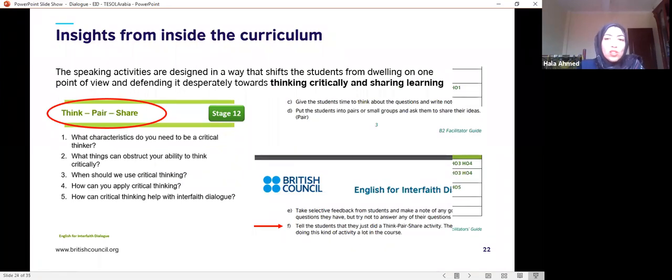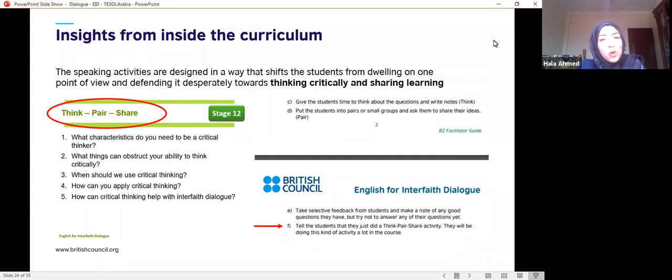But it's not just promoting speaking for the sake of it, because the counter argument might be, okay, you're promoting speaking for debates or for unstructured discussions. But actually, we promote speaking and communication here to enhance critical thinking and sharing learning. There is an example on the screen now. It's an activity taken from the curriculum. It's a think, pair, share, and it promotes shifting the students from dwelling on one point of view and defending it desperately towards thinking critically and sharing learning.